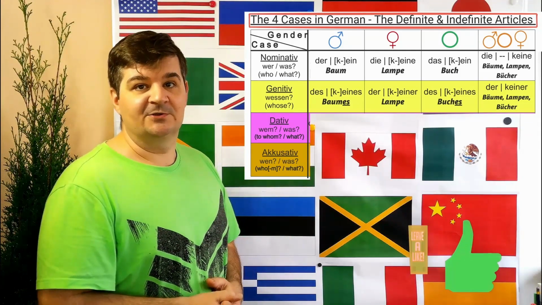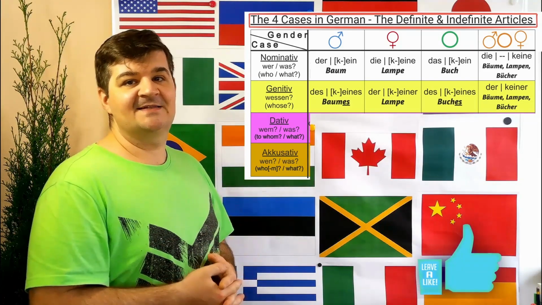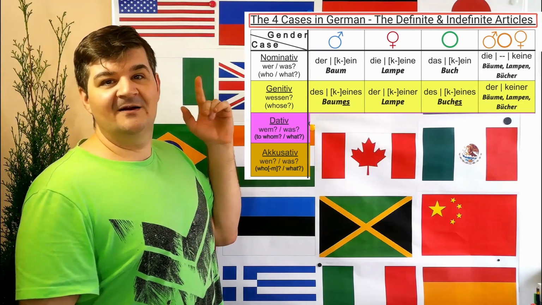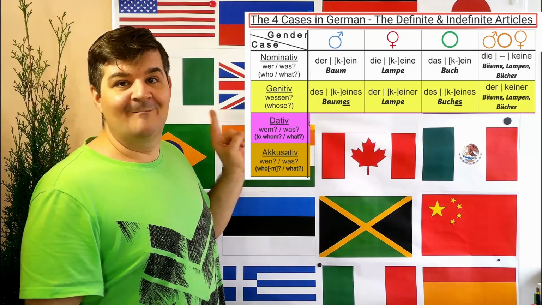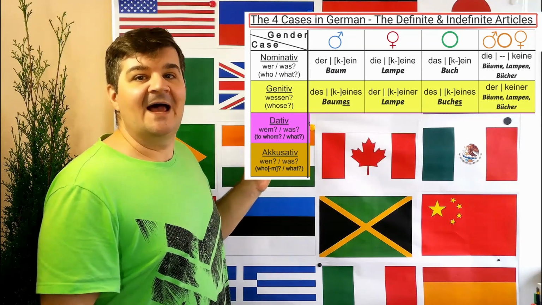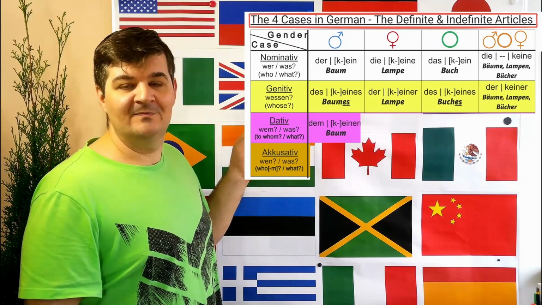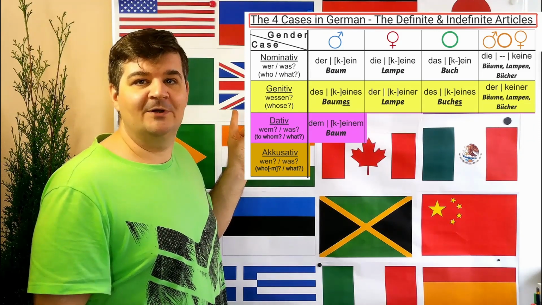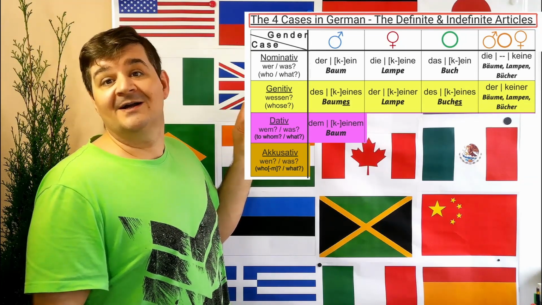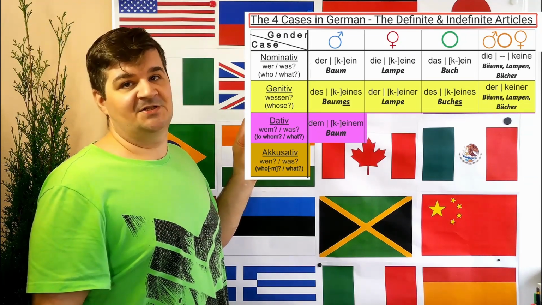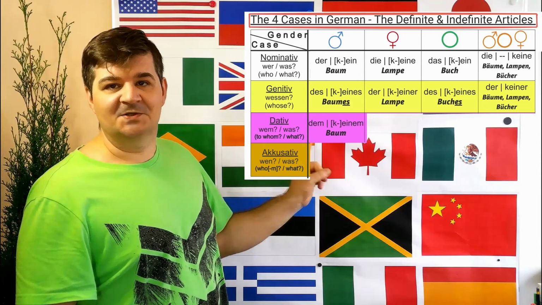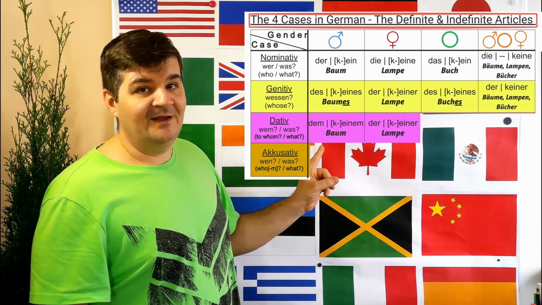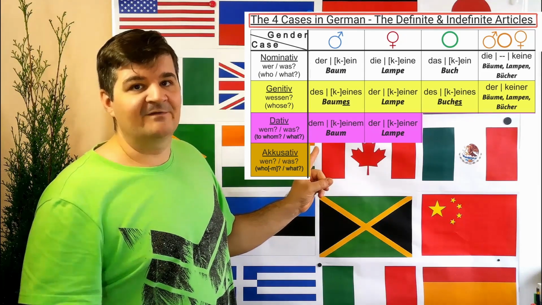If we proceed to the next case, to dative, we will have here for the male singular gender dem Baum, or einem Baum with the indefinite one, or keinem Baum with the negative one. If we proceed to the female gender, we will have der Lampe again with der, but it is meant differently now.